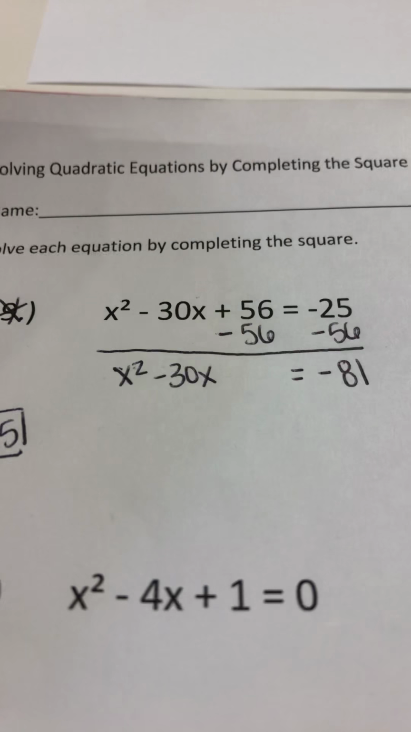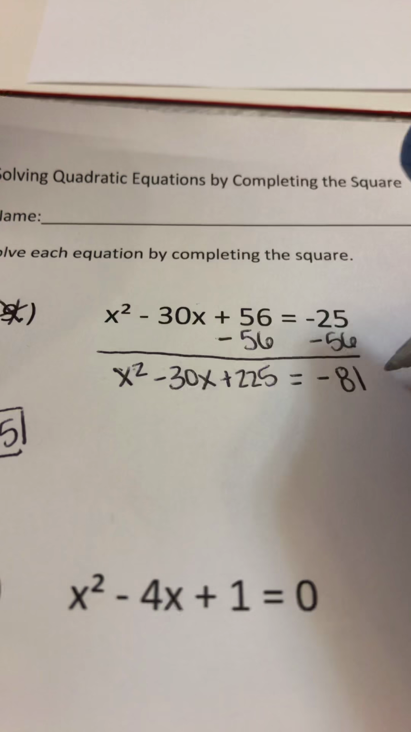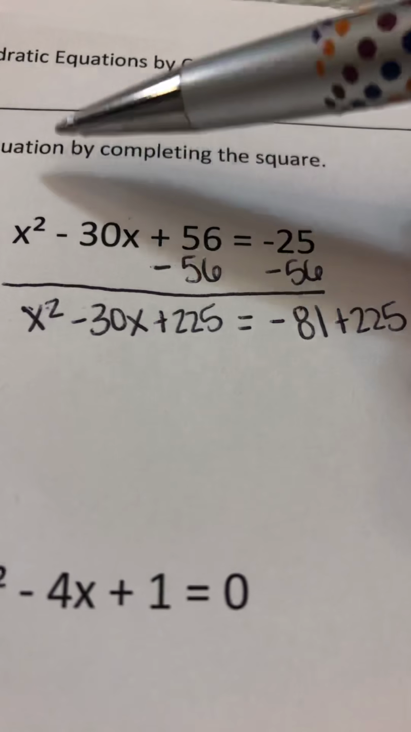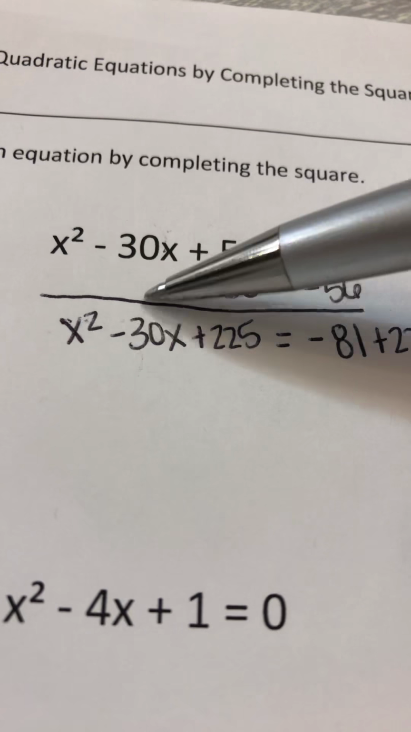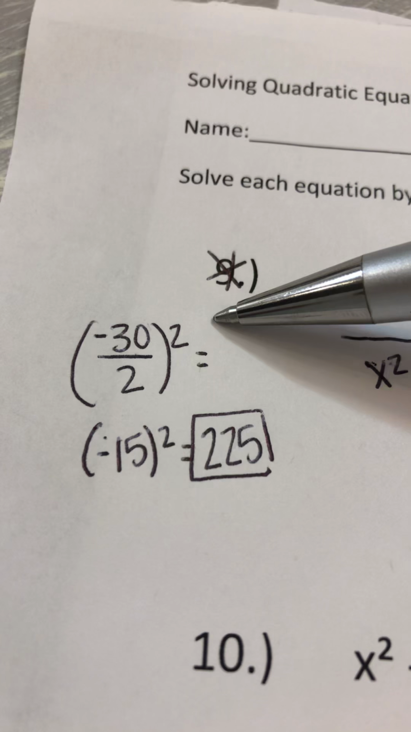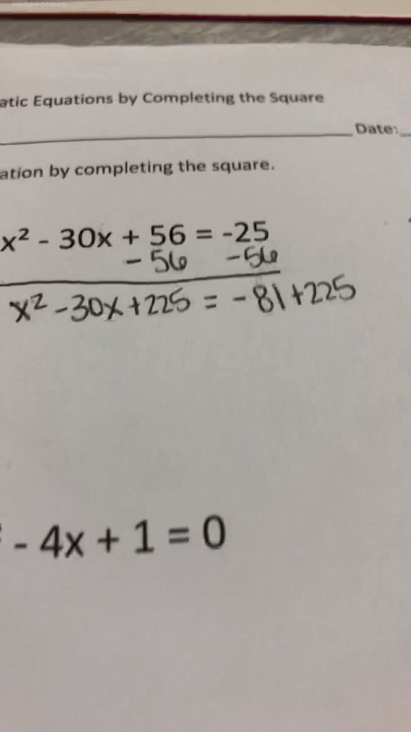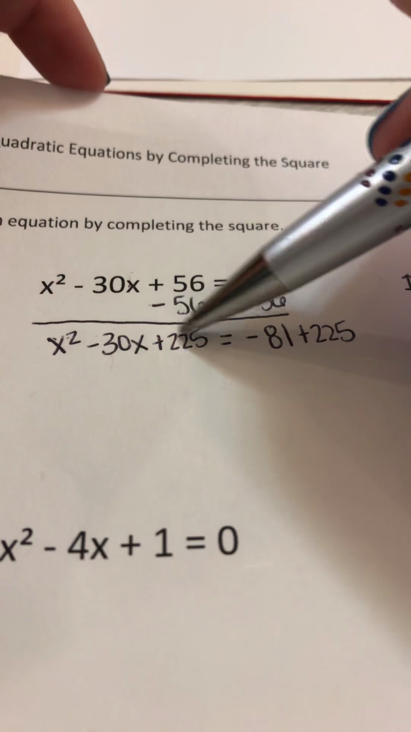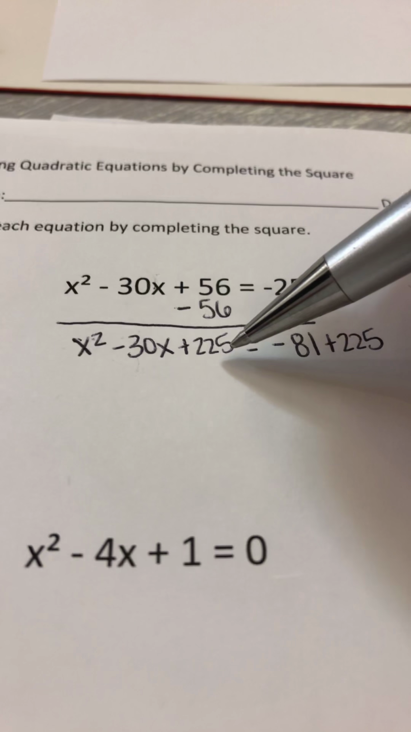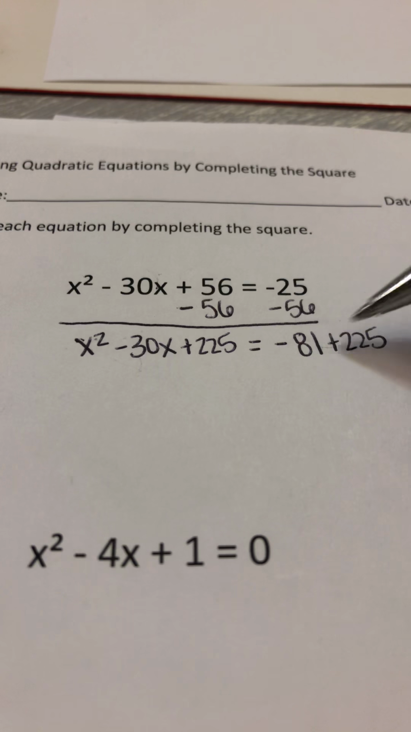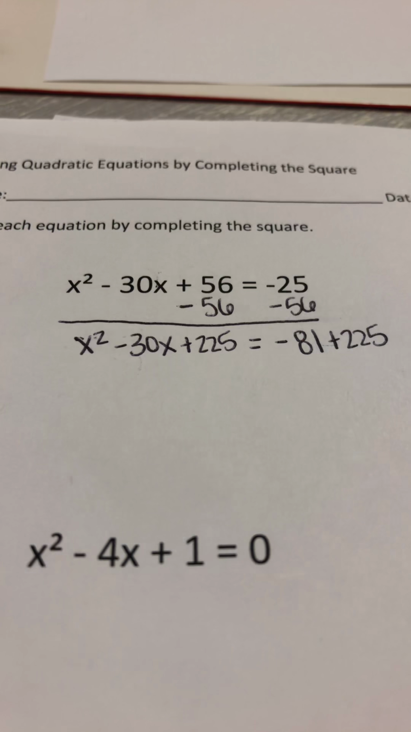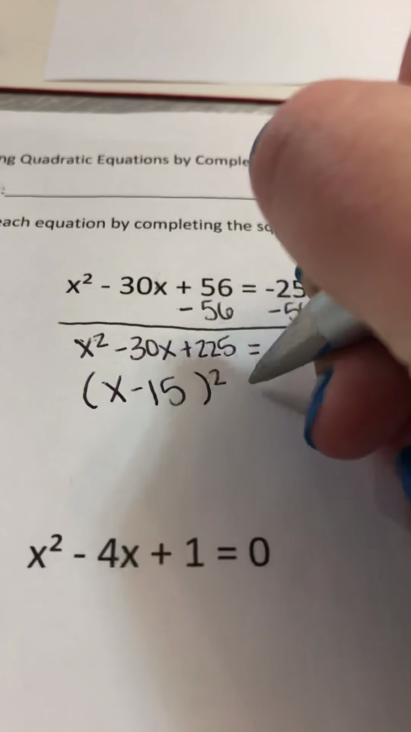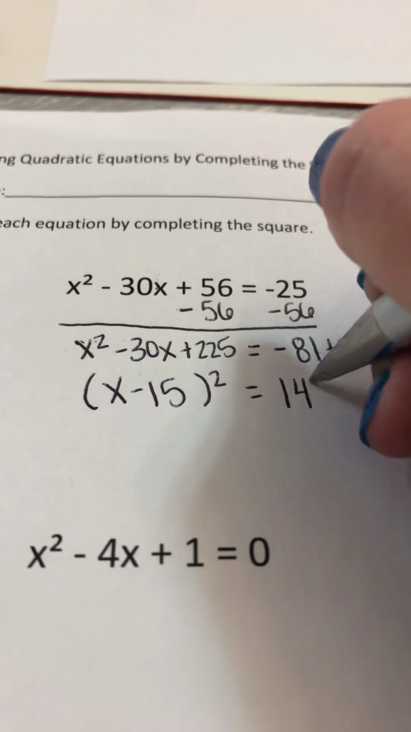So I'm going to take that 225 and add it to both sides. So the 225 comes from the b, negative 30. You do negative 30 divided by 2 squared. You get 15 squared, 225. Okay? So now you factor the left side to a perfect square, and then this you just evaluate. So this ends up being x minus 15 squared equals 144.